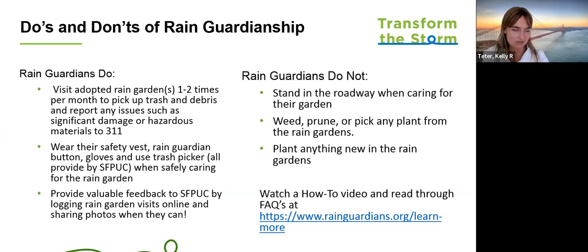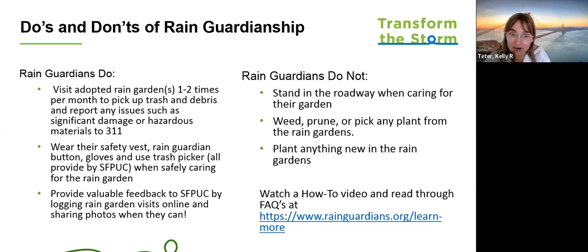We've gotten some questions about whether or not folks can weed as rain guardians. And as much as we would love support with that, we have to be really careful because some of these plants look like weeds, but they're actually specially designed to absorb all that stormwater. And in the dry seasons, they tend to die off, but then they perk back up in the wet season. So even though they might look like they're dead or they might look like a weed, they actually are serving a vital purpose. So for now, we're asking folks not to weed the rain gardens.